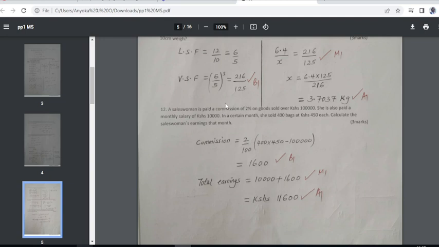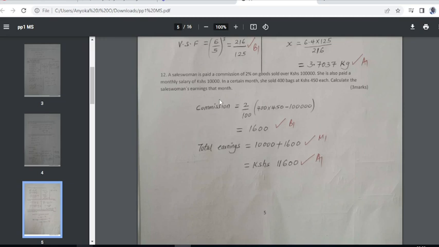Are we together? Yes. Good. Question 12.